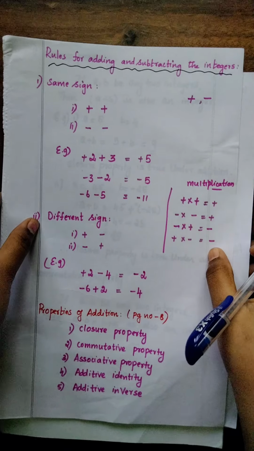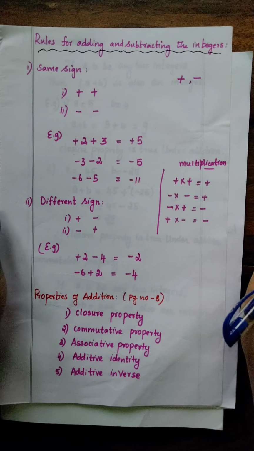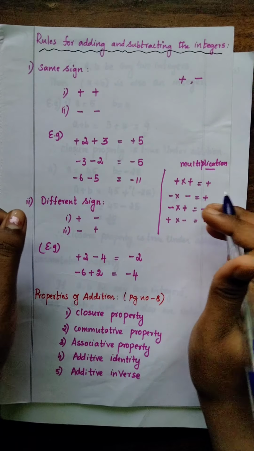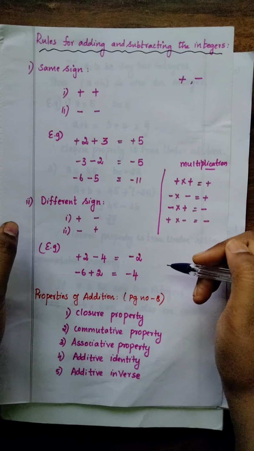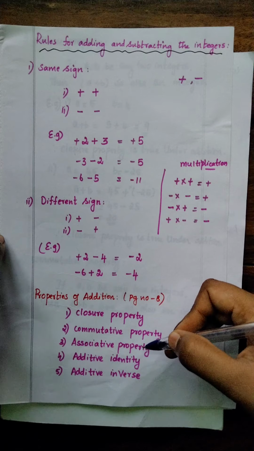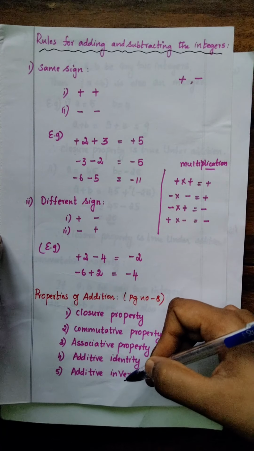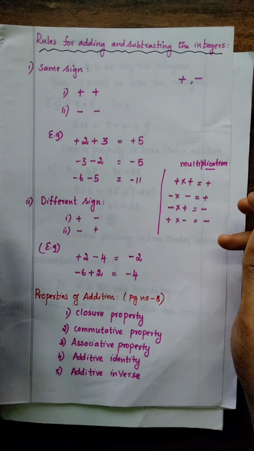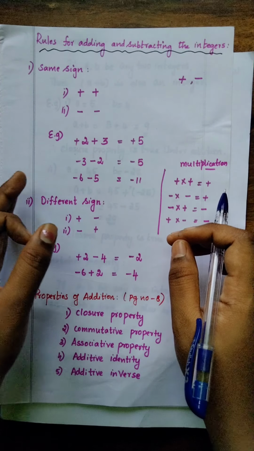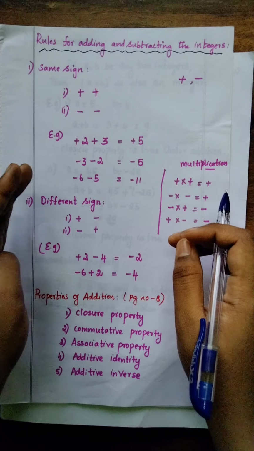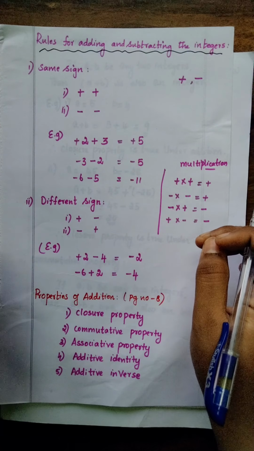Okay, next heading is properties of addition. Under properties of addition, we have totally 5 properties. They are closure property, commutative property, associative property, additive identity, and additive inverse. Totally 5 properties are there.